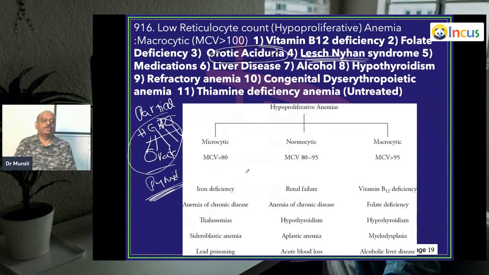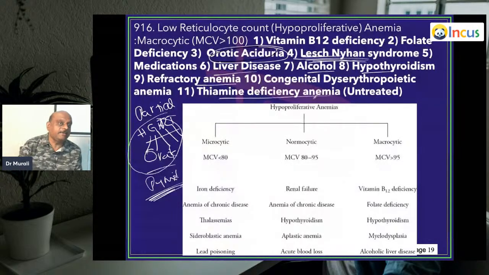Even they will show a hypoproliferative anemia. Then liver disease, alcohol, hypothyroidism, refractory anemia, thiamine deficiency anemia. Thiamine deficiency also leads to anemia. If you don't treat it, they all can lead to hypoproliferative anemias which are macrocytic.